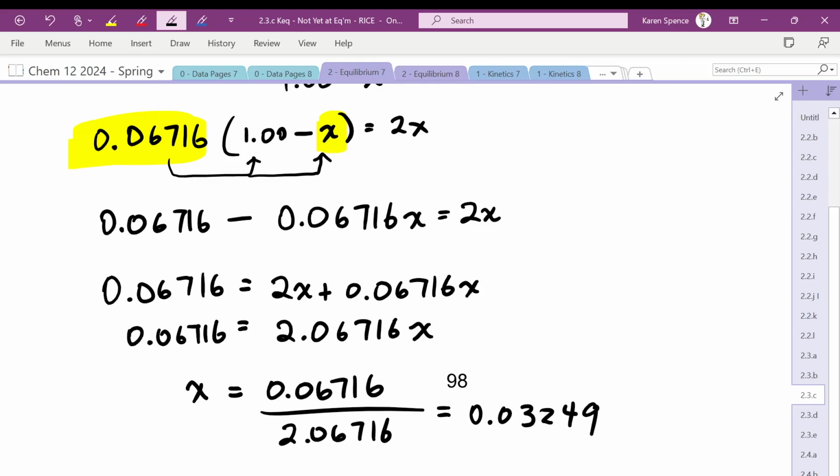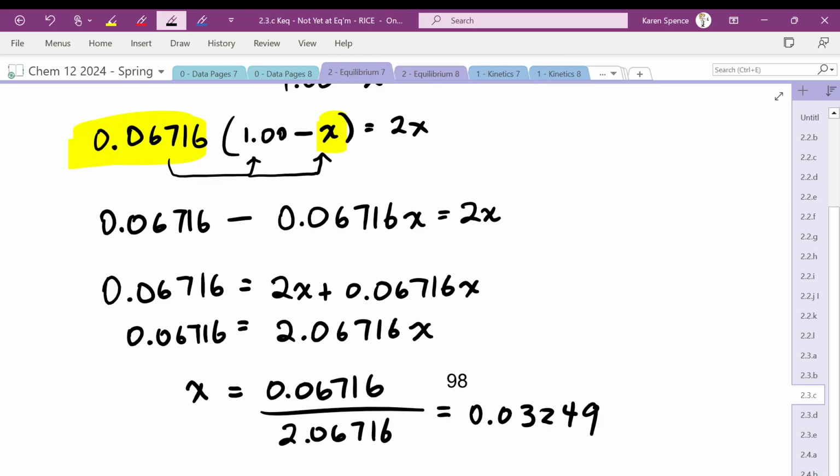Am I done once I've solved for x? Have I gotten x correct? Did you guys get the same value, 0.03249? Because you know me, I tend to make mistakes. Did I get it correct? Or are you getting something different? You got the same? Did you get the same? No.